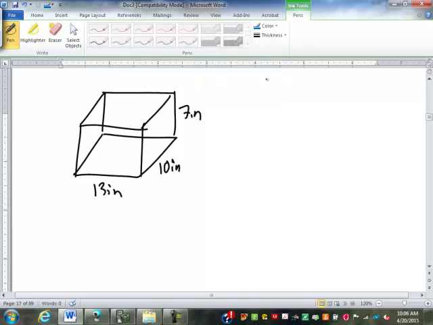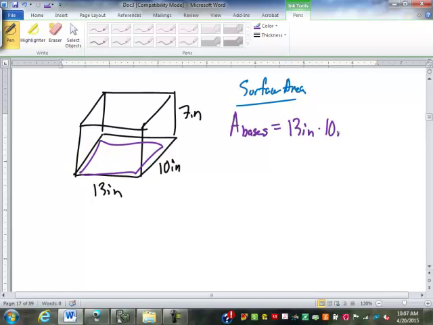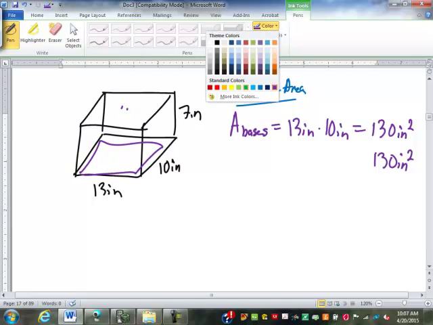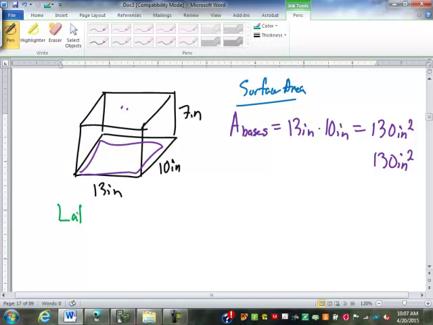So, surface area. First thing we need, area of the base, which is going to be how much? There's my base, which will be 13 by 10, correct? Why am I writing it down twice? Because the top is the same. Very good. Lateral area. What do I need to know?